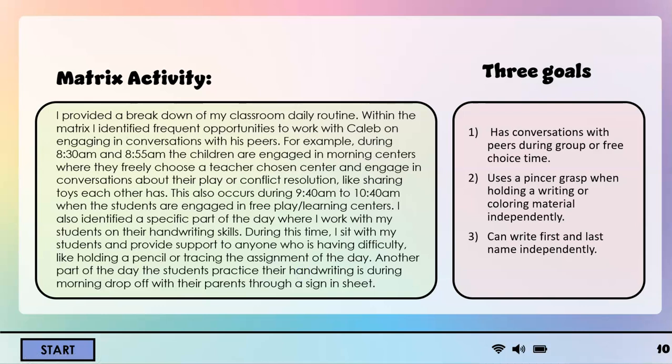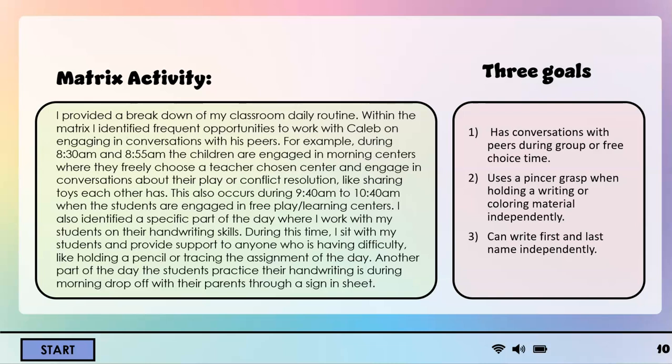Matrix activity. I provided a breakdown of my classroom daily routine. Within the matrix, I identified frequent opportunities to work with Caleb on engaging in conversations with his peers. For example, between 8:30 a.m. and 8:55 a.m., the children are engaged in morning centers where they freely choose a teacher-chosen center and engage in conversations about their play or conflict resolution, like sharing toys. This also occurs from 9:40 a.m. to 10:40 a.m. when the students are engaged in free play learning centers.